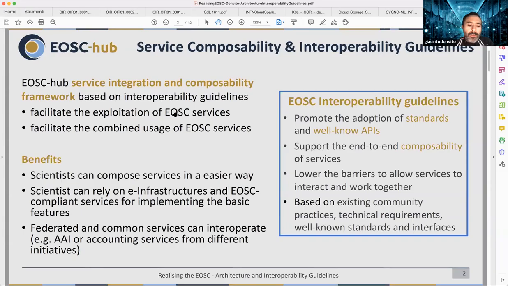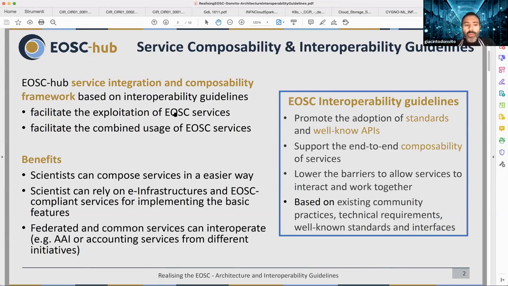The main focus why we are working on those topics is because, in our opinion, going towards a service integration and composability framework, giving those guidelines that we are proposing, will facilitate and are already facilitating in a lot of communities the exploitation of the EOSC services, but also this helps the developers to combine the usage of different EOSC services together. This means that at the end, the scientist, the researcher, could compose their own services in a much easier way, just because, for example, they rely on well-established and well-supported EOSC compliant services for implementing their solutions.